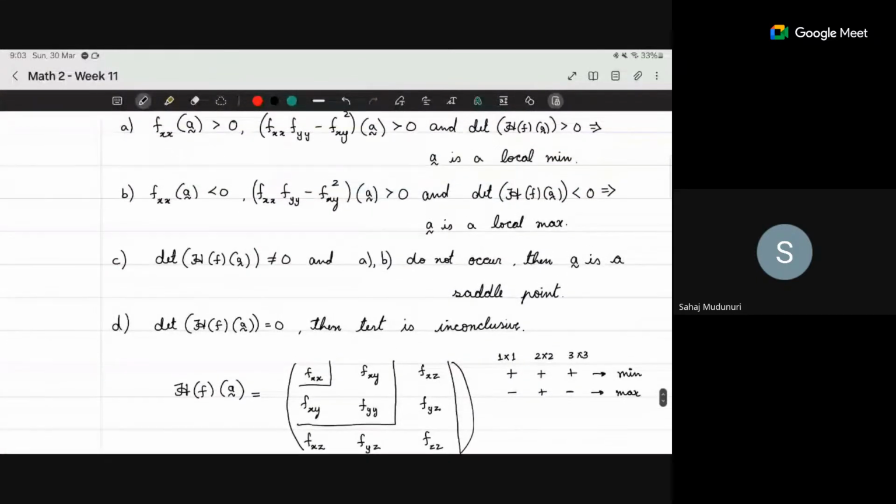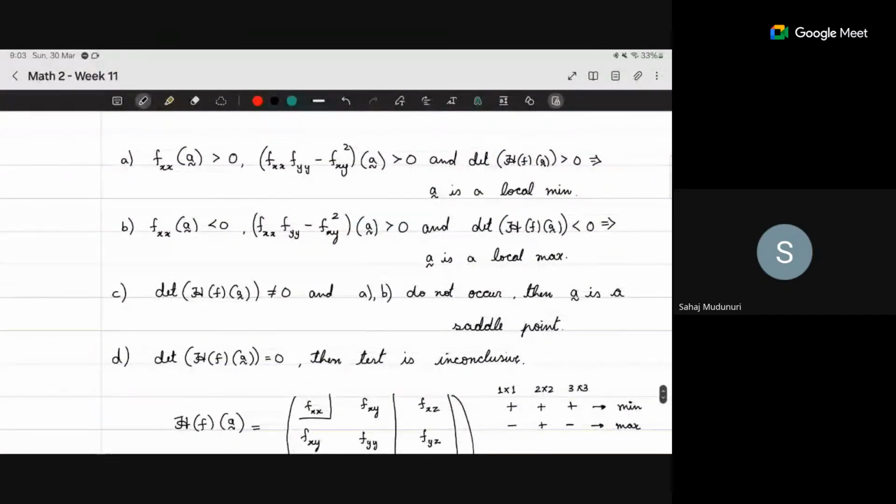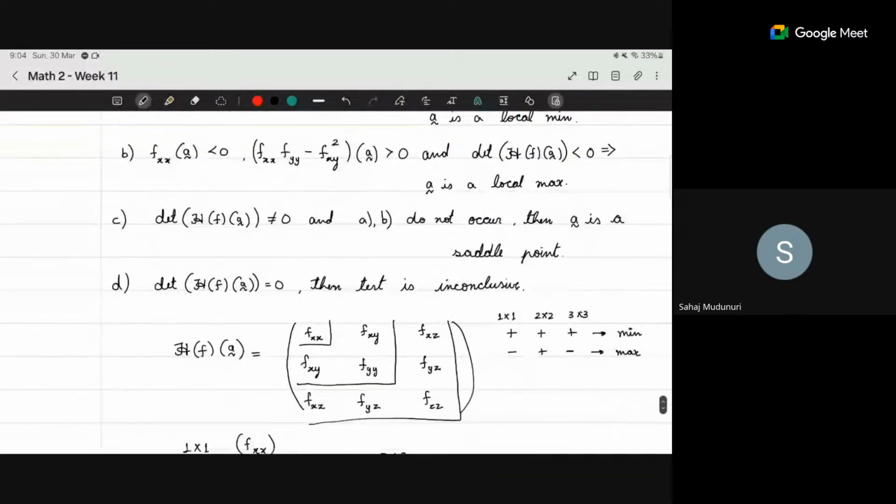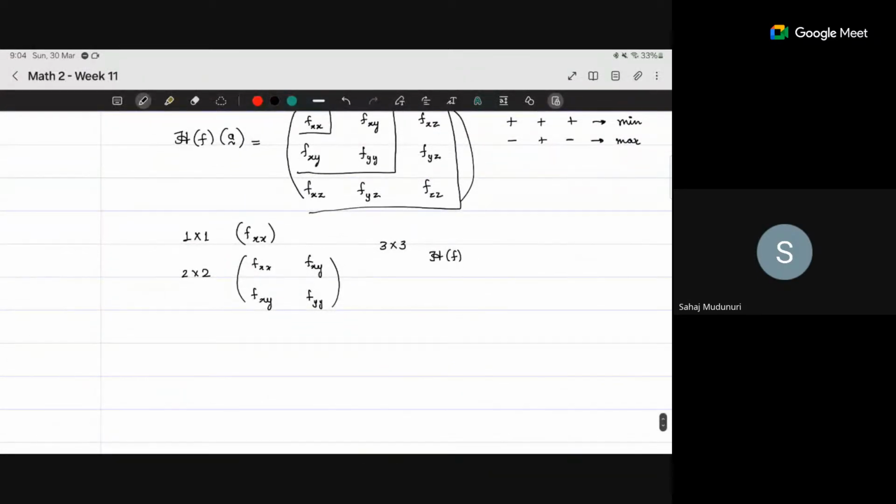Similar things may happen over here, but well, the rule dictates that as long as determinant is non-zero and A and B do not occur, then it's a saddle point. Is that fine? Yes, sir.